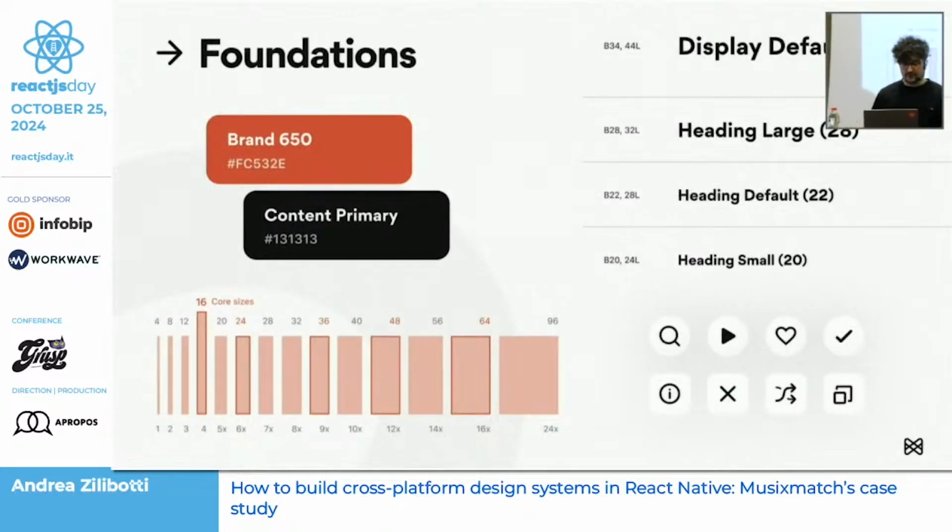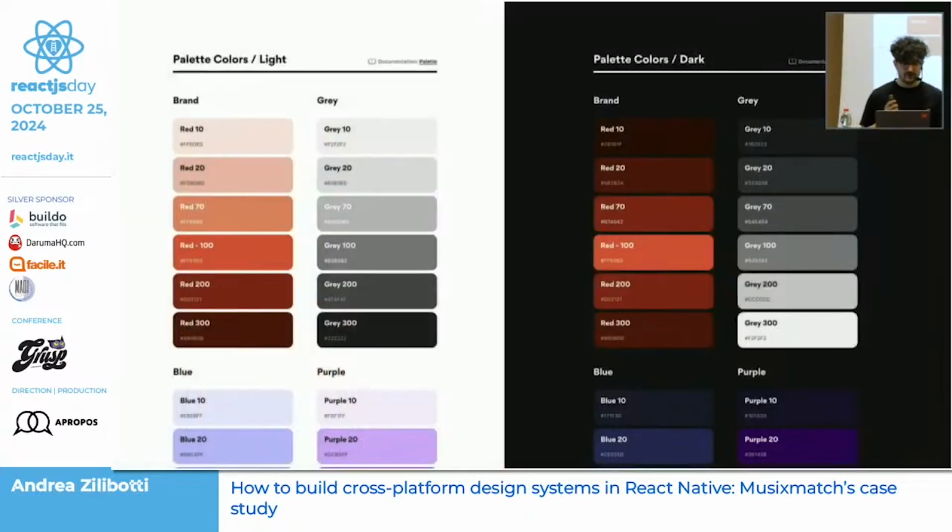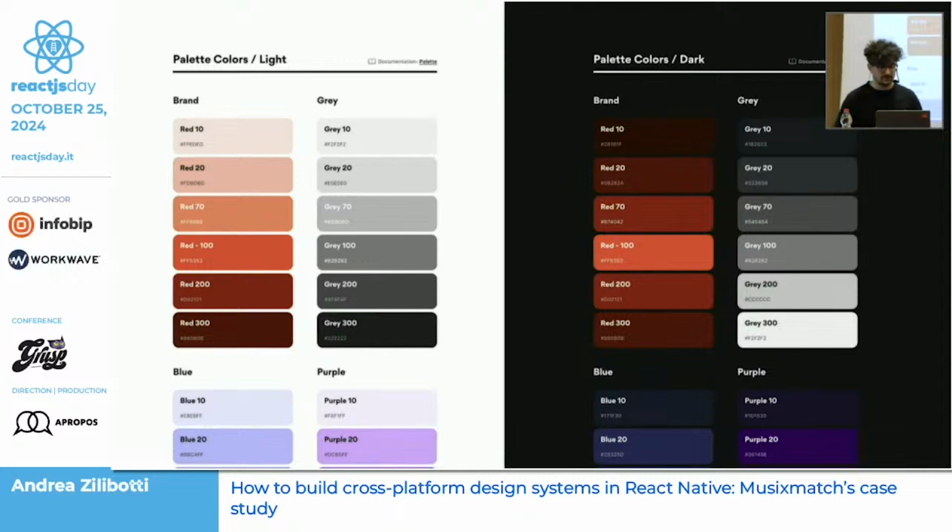Then, of course, as any other design system, we have our foundation. So we have the spacing units, and our typography, which has just 11 type styles. With just 11 type styles, we do everything. The icon system, of course, and our color system, which supports light and dark mode since the beginning.